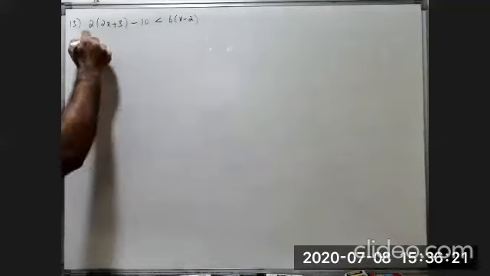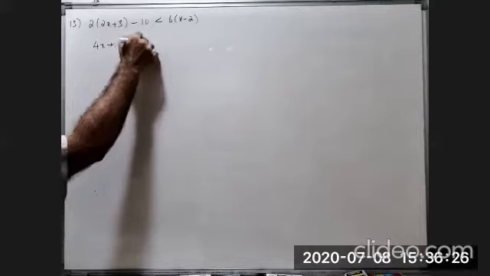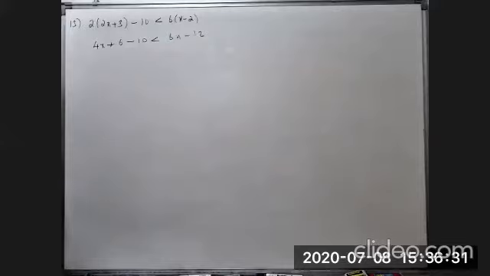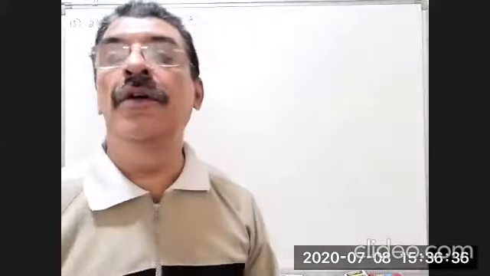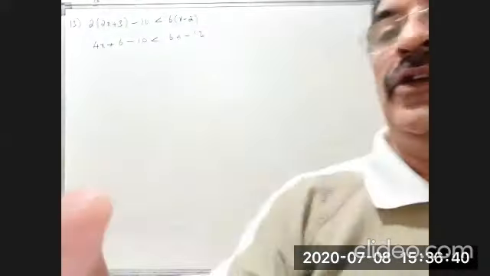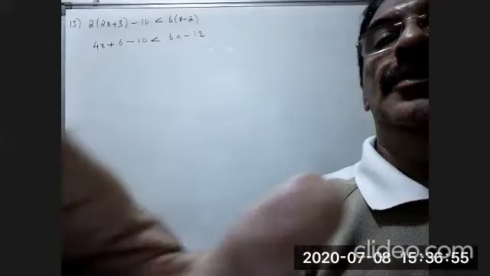Opening 2 into 2x, 4x plus 2 into 3, 6 minus 10 less than 6x minus 12. Abdul Khaja, check your answer. Khaja Ways and one more. Who is the other one? I don't know whether you got the answer for this one or the previous one.